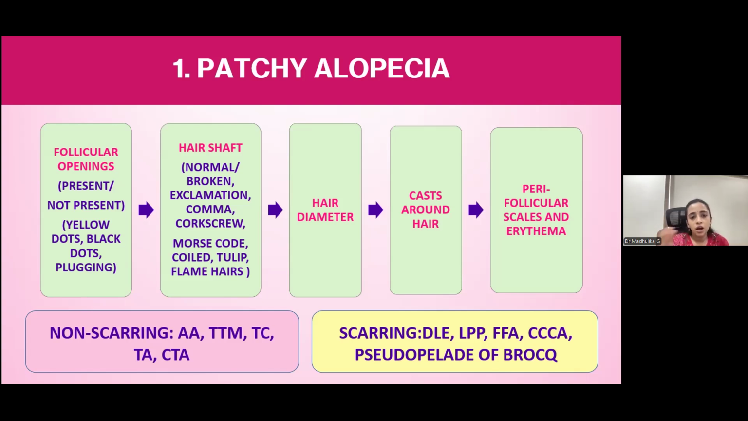Now, casts around hair, okay, which is seen in certain conditions like pityriasis and alopecia. Then you also look at not just the follicular opening, but what is going on around the follicle. Is there scaling? Is there erythema? Which might indicate ongoing inflammation. So next slide.